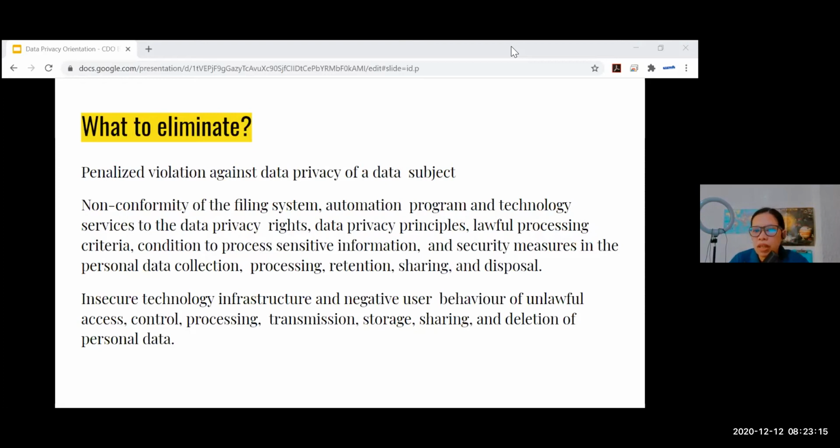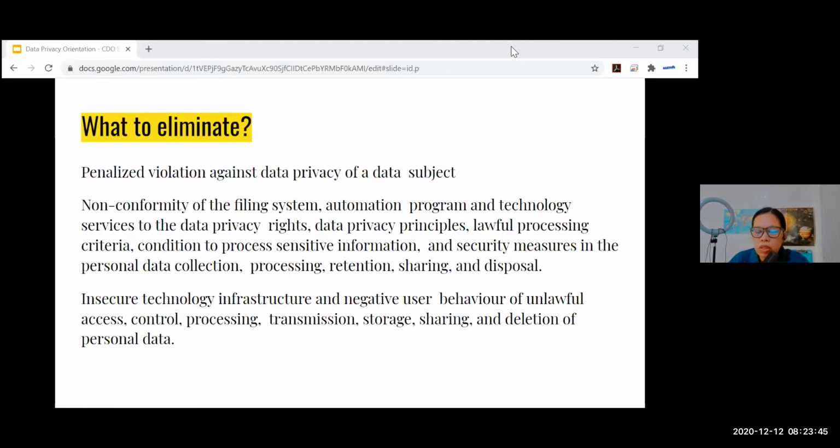So it can be me, it can be Miss Shore, Ma'am Maria, and everyone here in the room. Now, what else are we trying to eliminate? Nonconformity of the filing system, automation program, and technology services to the data privacy rights, data privacy principles, lawful processing criteria, condition to process sensitive information, and security measures in the personal data collection, processing, retention, sharing, and disposal.